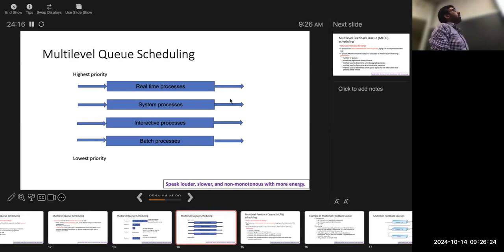So this is just another example where you have 4 different types of processes, and based on the nature of those processes, you assign them priority. For example, real-time processes are given the highest priority because maybe they have some real-time deadlines which need to be met. Then system level processes have the next higher priority, and so on. And you have 4 separate queues.